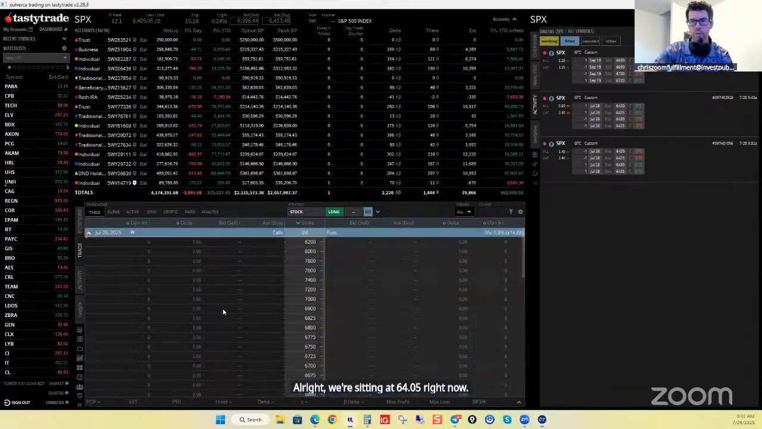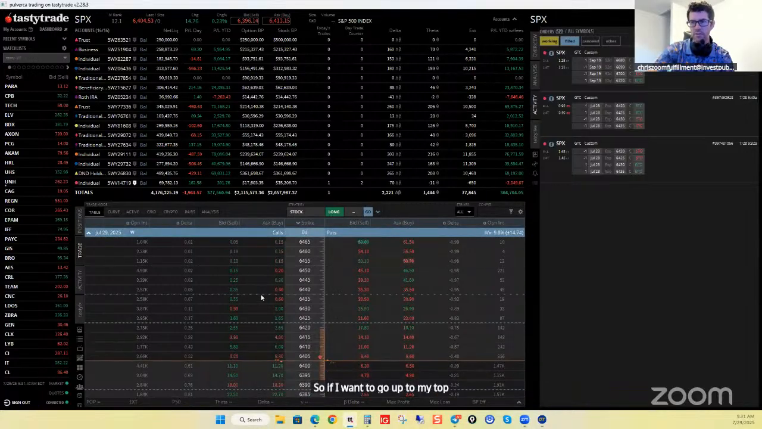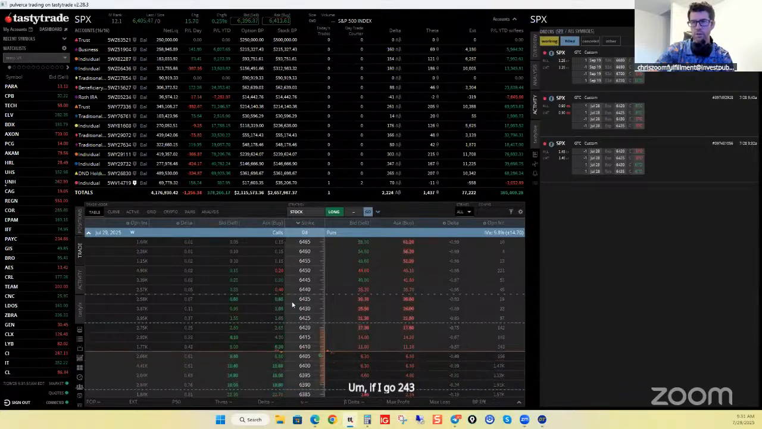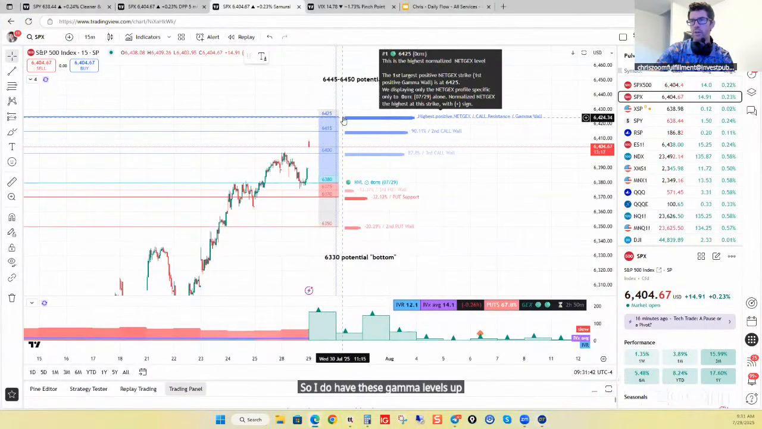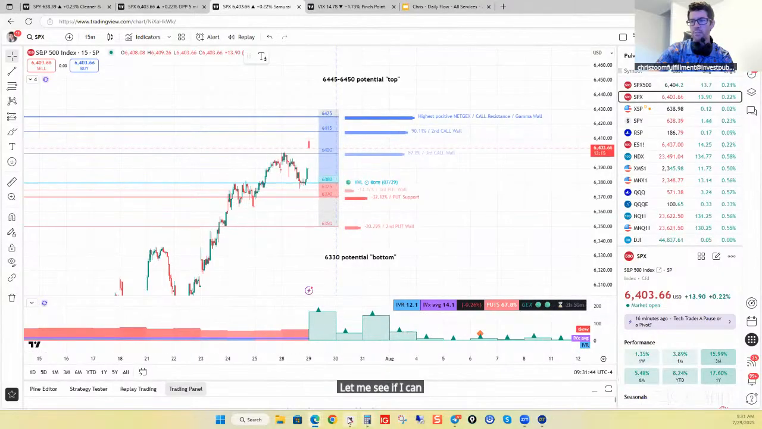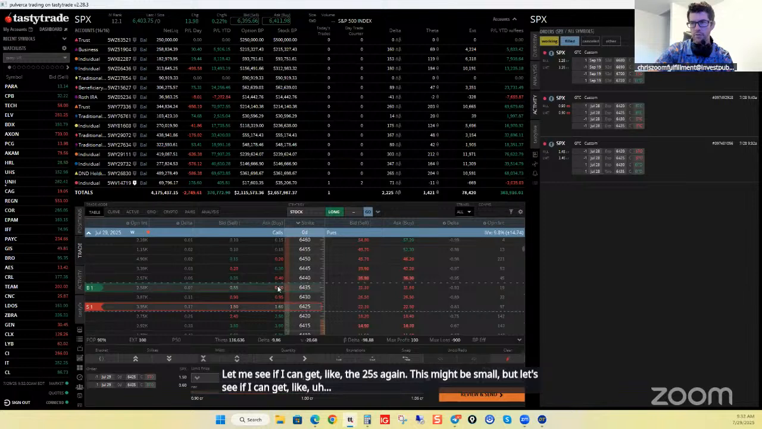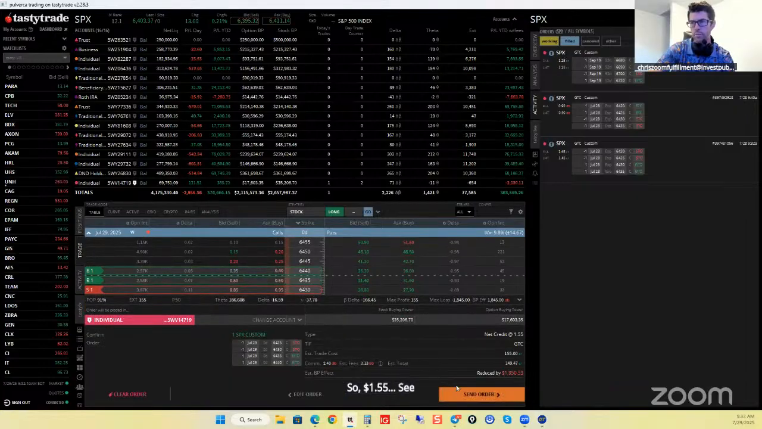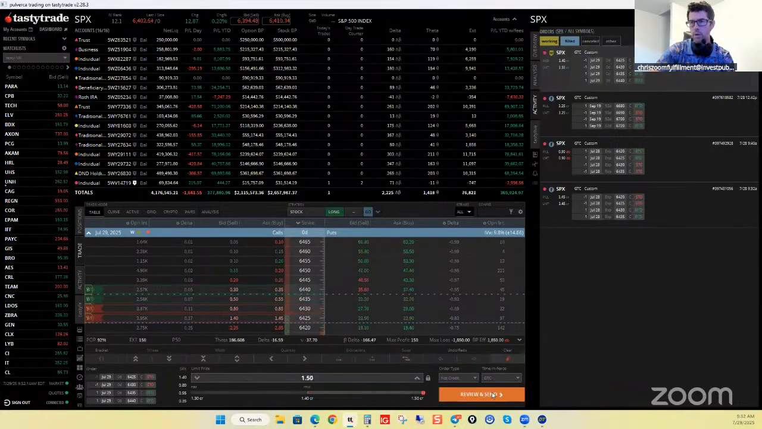I'm going to see what the chains look like if I can sell high enough. So if I want to go up to my top levels today, I'm not going to get enough credit. If I go 24.30 or 25 to 30, 35, these are a little bit better. So I do have these gamma levels up into this area. Let me see if I can get like the 25s again. This might be small, but let's see if I can get like 25, 35, 30, and 40. So $1.55. See if we can get filled here for a little bit of profit. I'm looking at bear call spreads.